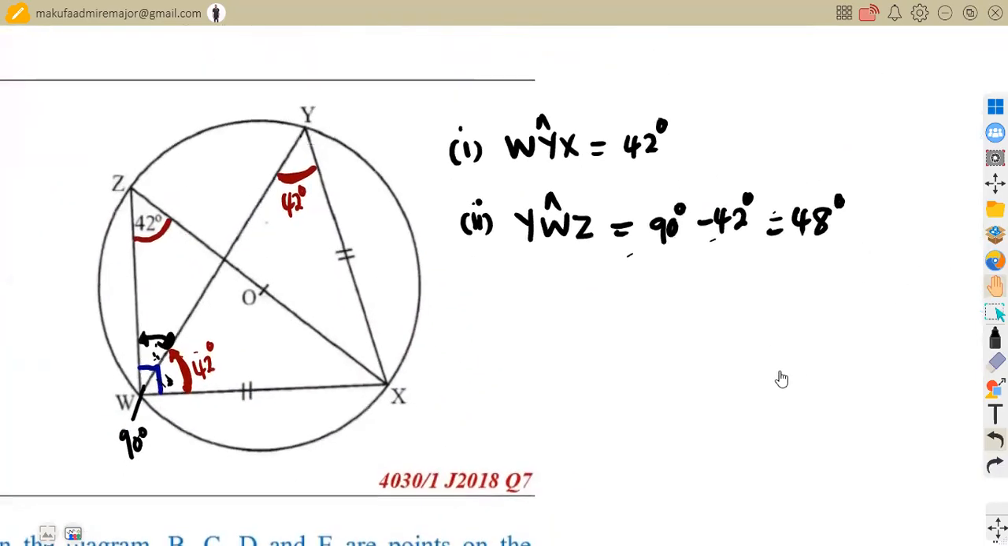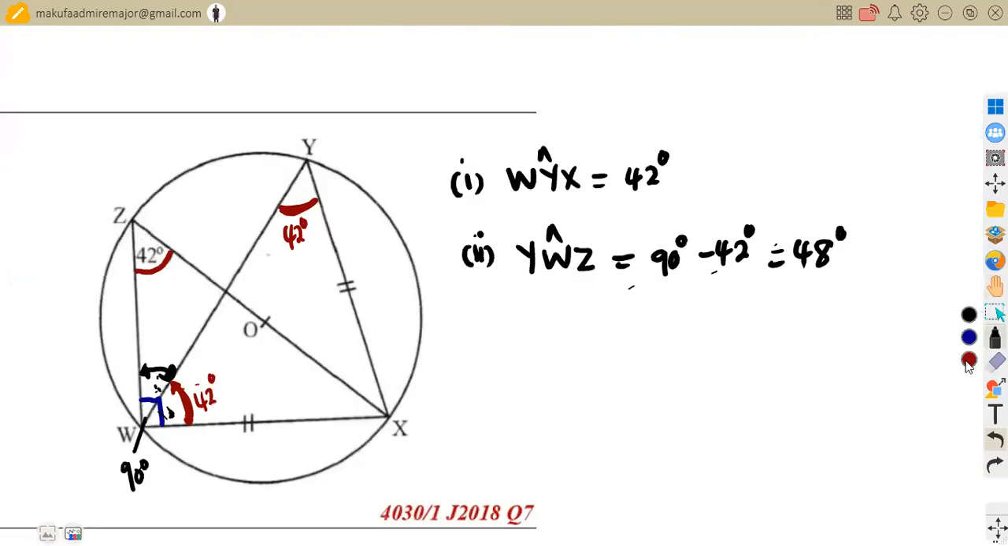Where are we going to have WXY? That is from W to X to Y. That is this angle here. This is the one that we are referring to, WXY. So remember, we said here, these two angles are equal, and we are talking about a triangle in this case. So angles in a triangle should give us what?